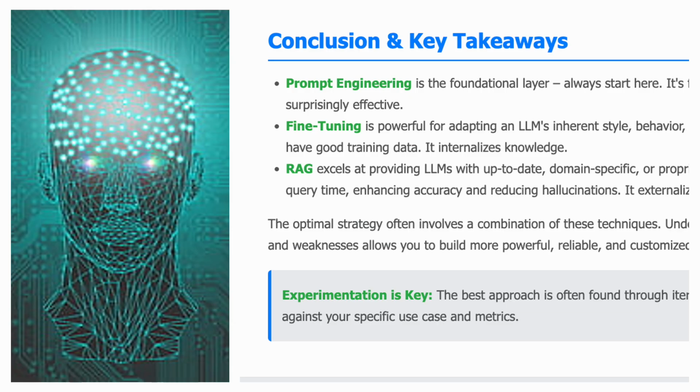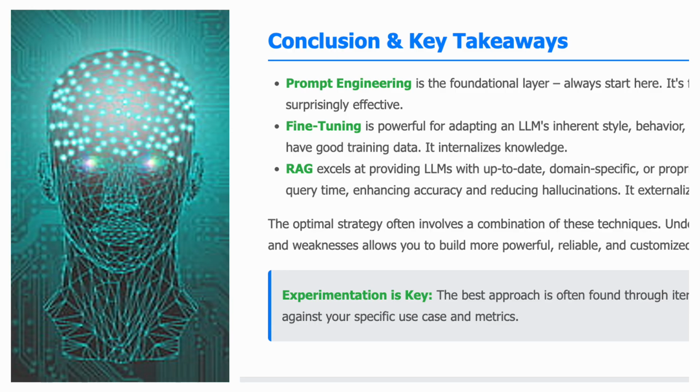Conclusion and key takeaways. So to wrap things up, let's recap the key takeaways. Prompt engineering is your foundational layer. It's always the best place to start. It's fast, cost-effective, and often surprisingly powerful. Fine-tuning is very effective for adapting an LLM's inherent style, behavior, or specialized skills, especially when you have good training data. It essentially internalizes new knowledge or behaviors into the model itself.